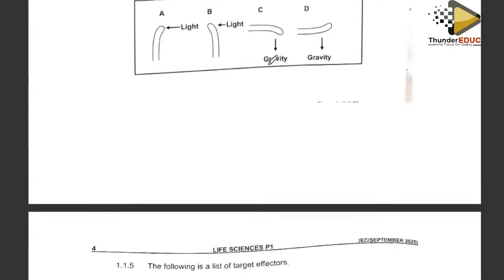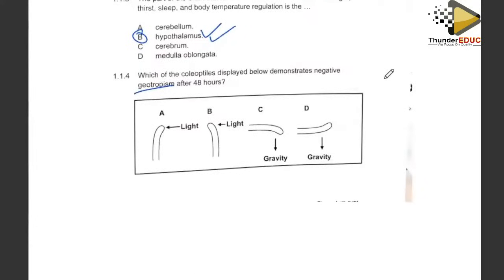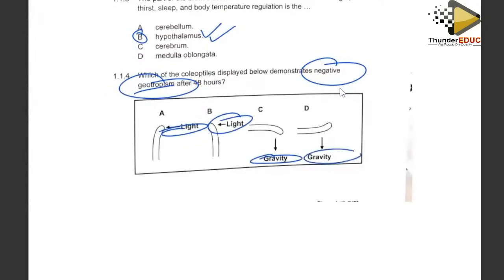So they're asking which of the following is negatively geotropic after 48 hours. This one is about light, so we can't talk about geotropism here. We have to look at the gravity, because geotropism is about gravity.